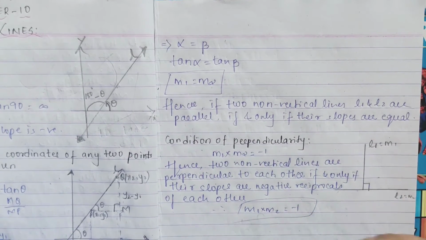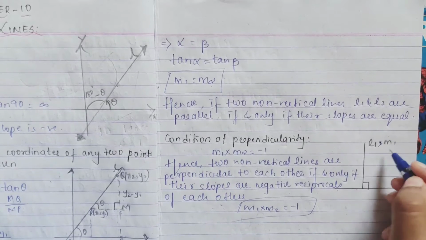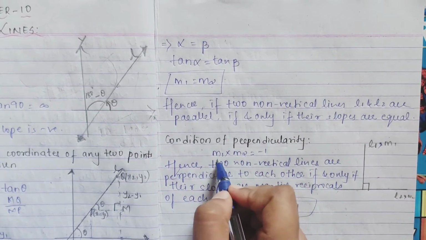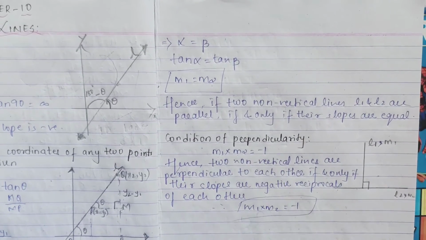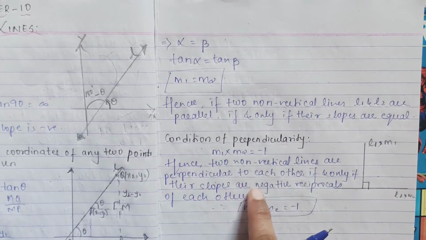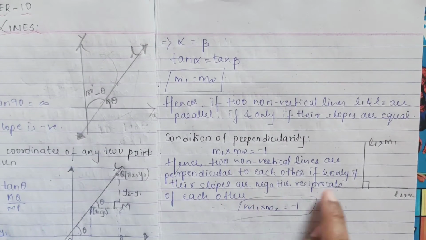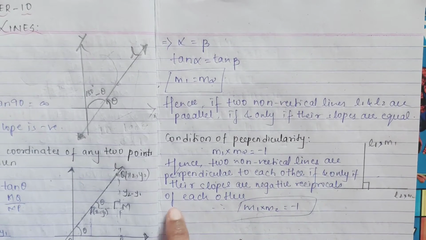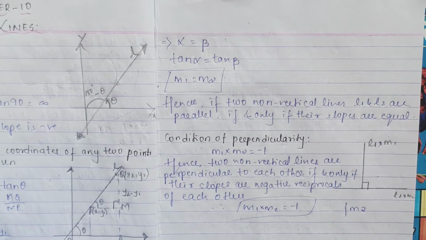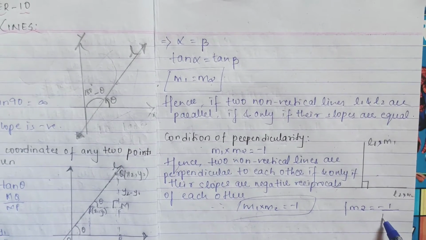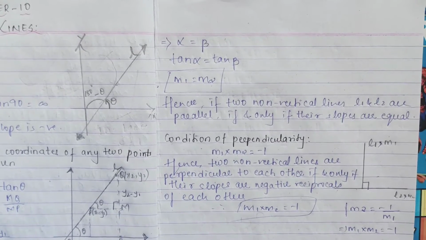The same goes for the condition of perpendicularity. If L1 is perpendicular to L2, with slopes m1 and m2, then m1 into m2 is equal to minus 1. Hence, two non-vertical lines are perpendicular to each other if and only if their slopes are negative reciprocals of each other. That is, m2 will be equal to minus 1 by m1.